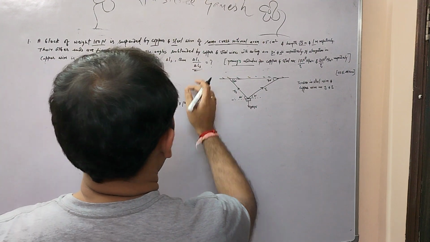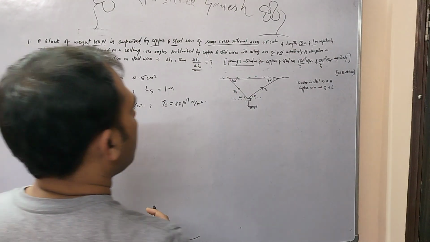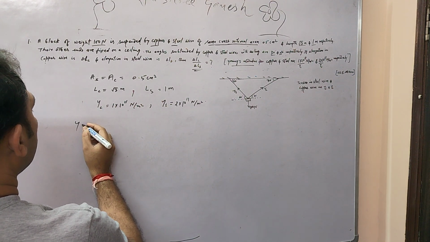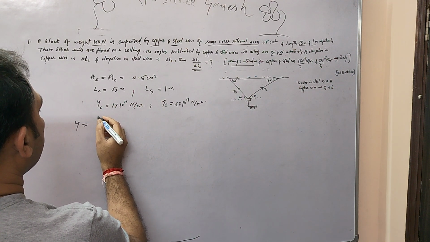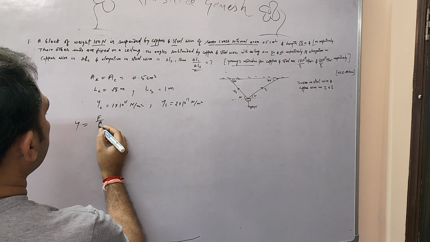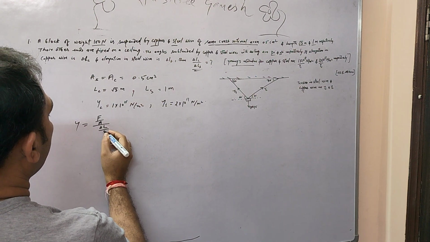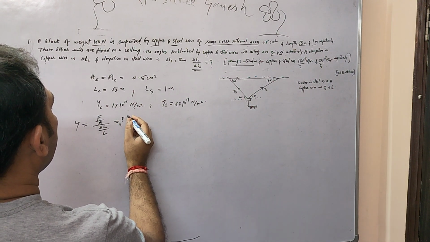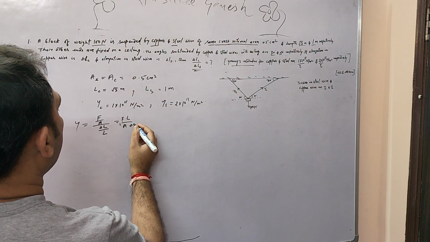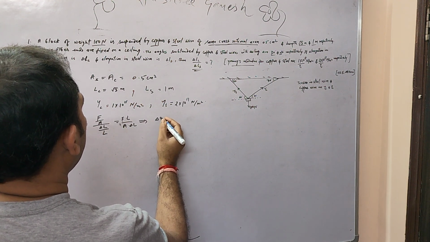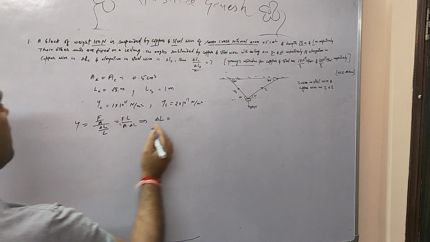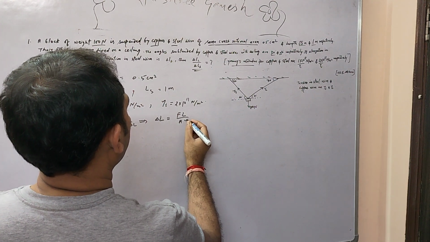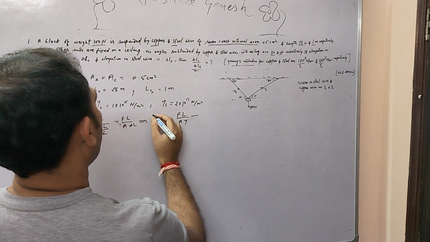So first of all, let us write the formula for Young's modulus, that is stress upon strain, force upon area upon elongation upon length. So from here this will be equal to FL upon A delta L. That means delta L will be equal to FL upon AY. This is your required formula.